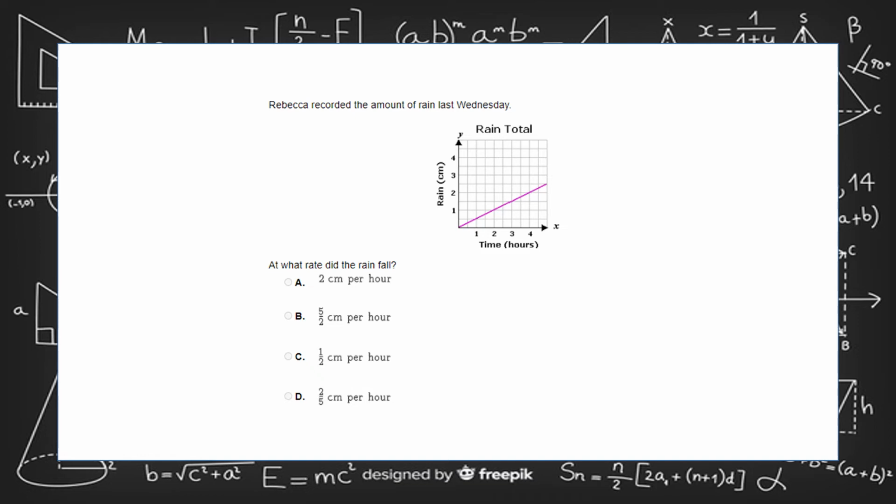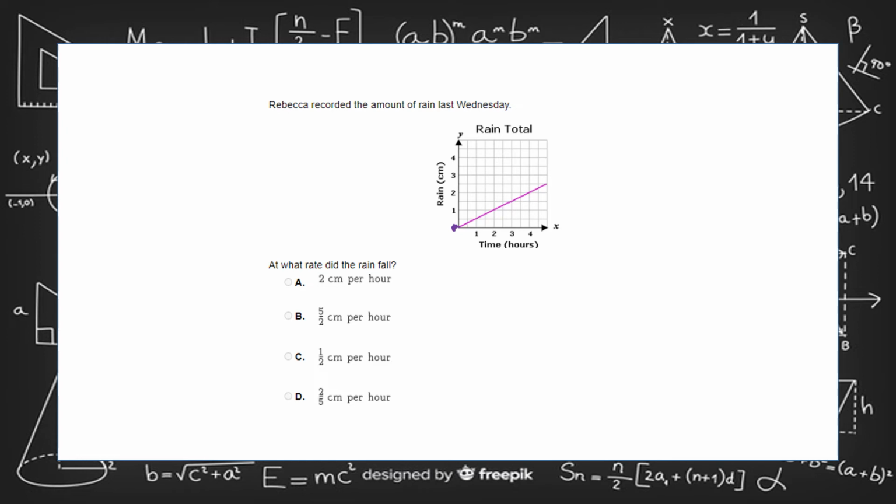Rebecca recorded the amount of rain last Wednesday. At what rate did the rain fall? So I'm looking for every 1 inch or 1 centimeter for every 1 hour. So I need to know how many centimeters per hour. So I need to know the slope. If it starts from (0, 0), I'm looking for a spot where I can find where it crosses exactly.